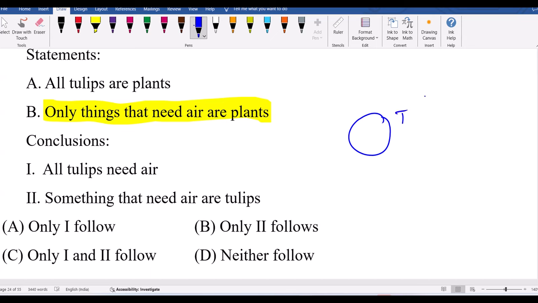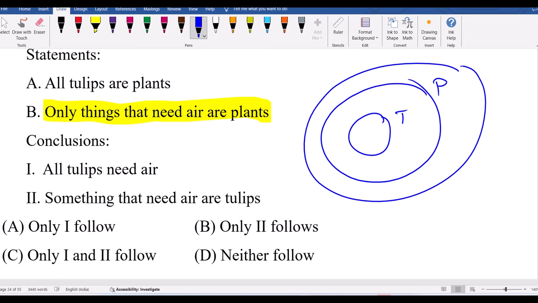All tulips are plants, fine. Only things that need air are plants. So all plants require air. This is vice versa. If it is given in a question, only A is B means all B are A. Only things that need air are plants. So plants definitely require air. All plants require air. Now, all tulips need air.